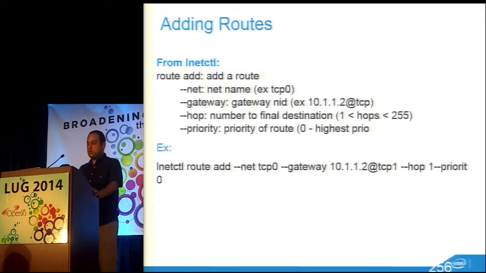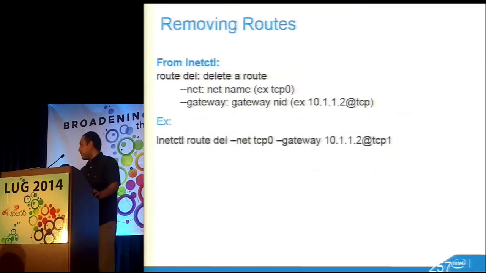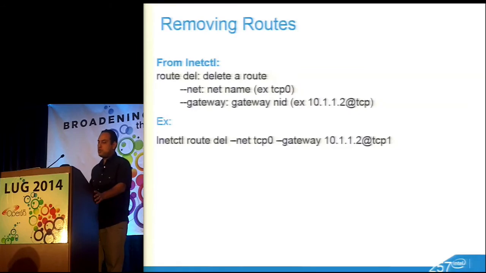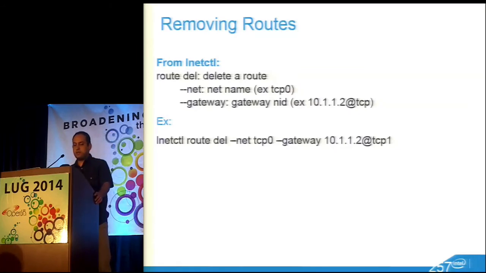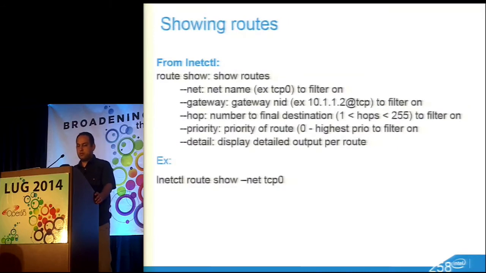And when you show, the other thing here is you can use those parameters to filter. So say you want to show all routes with a specific net or gateway or a hop or whatever, you can specify those parameters and it will filter the output on that field that you specified.